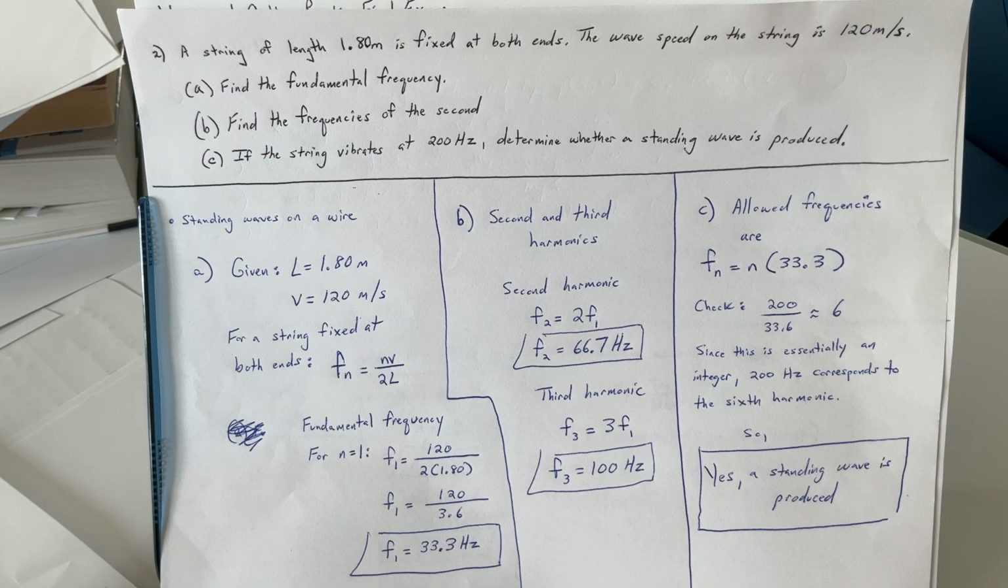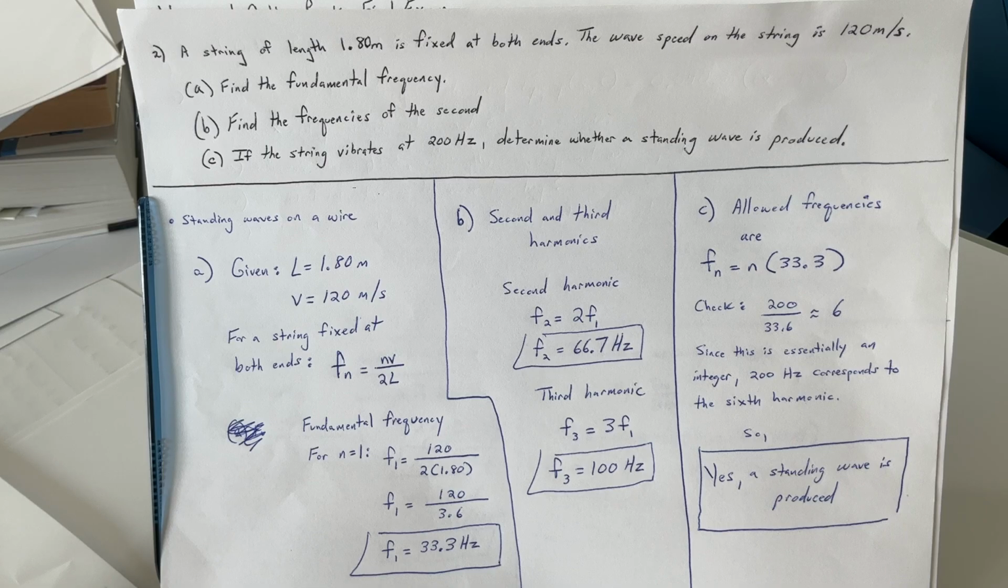For letter B, find the frequencies of the second and third harmonics. The second harmonic is f_2 equals 2f_1, so f_2 equals 66.7 hertz. The third harmonic, f_3 equals 3f_1, so f_3 equals 100 hertz. And now we can move along to letter C.